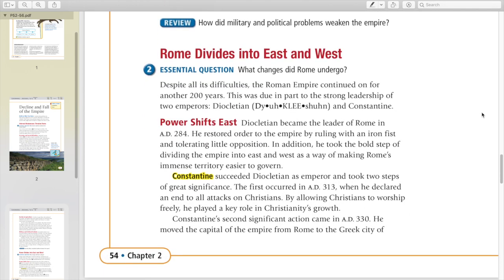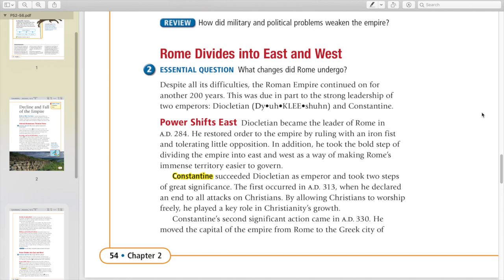Rome divides into East and West. Essential question: what changes did Rome undergo? Despite all its difficulties, the Roman Empire continued on for another 200 years. This was due in part to the strong leadership of two emperors, Diocletian and Constantine.